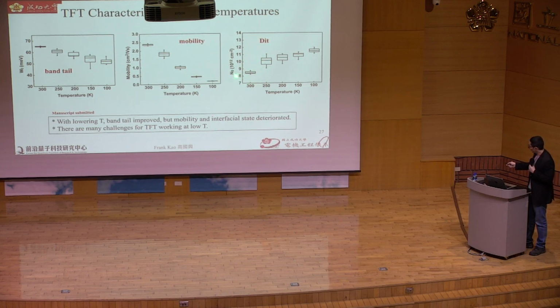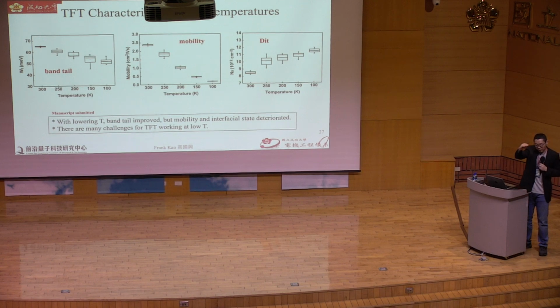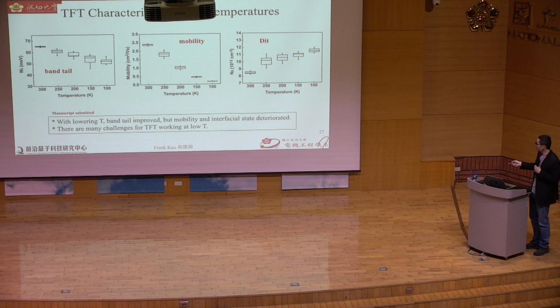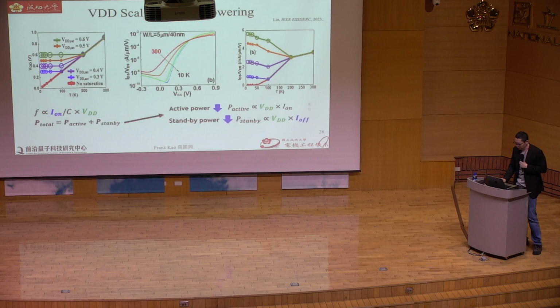Interface trap density is also increasing with temperature. That's probably because you have two different materials at the interface: the non-crystalline silicon channel and the amorphous silicon oxide. They have different thermal expansion coefficients. So when you change the temperature, you change the strain at the interface. This is probably the reason why you see a different Dit, interface state density, at different temperatures.